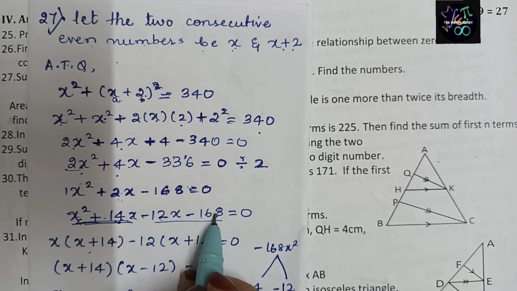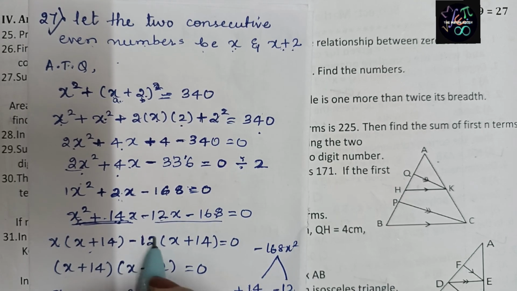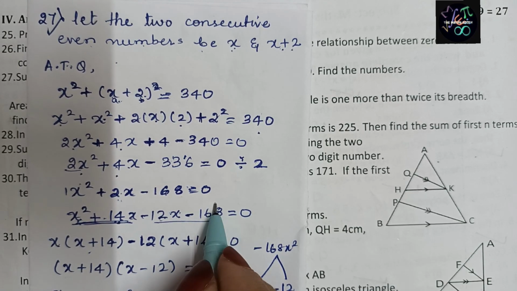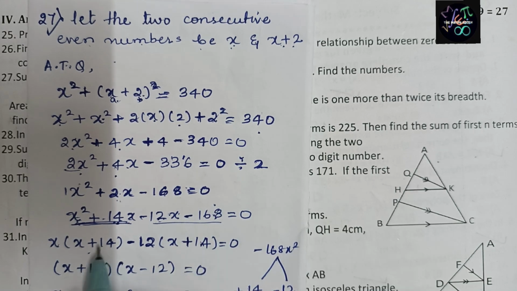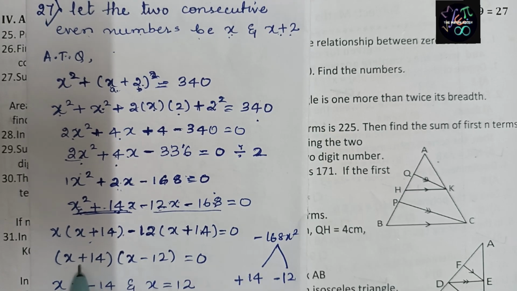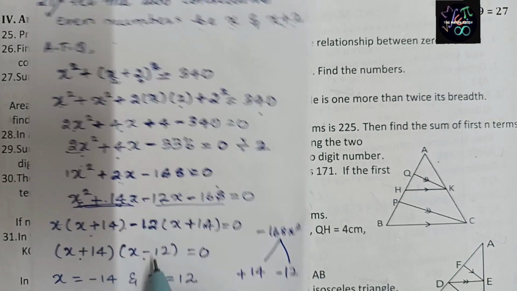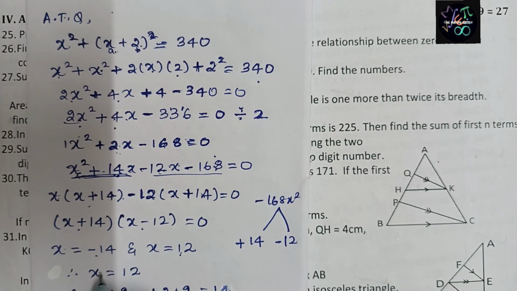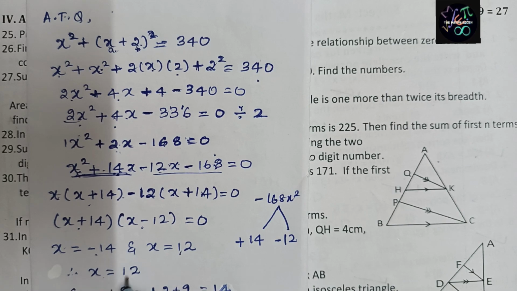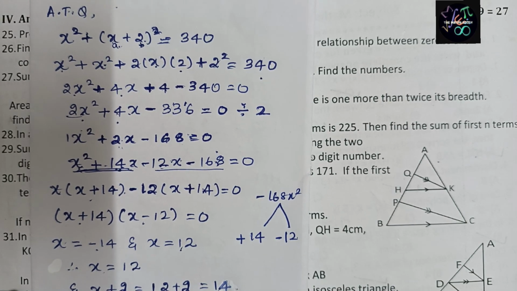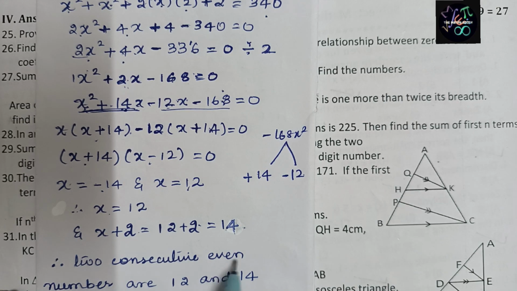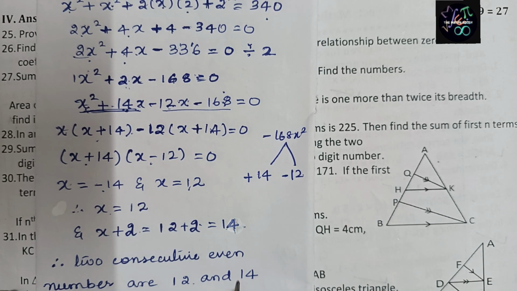Now we can see what is common here. 12 is common, minus 12 common. So 12 outside, x remains. I have taken minus common, so this minus has become plus. 12 fourteens are 168. So 14 is the common bracket. x plus 14 is the common bracket. What remains? x minus 12. So x is equal to minus 14, x is equal to 12. What they have told is that it is an even number, therefore x is equal to 12. And the other number, x plus 2, is 12 plus 2, which is 14. So the two consecutive even numbers are 12 and 14.